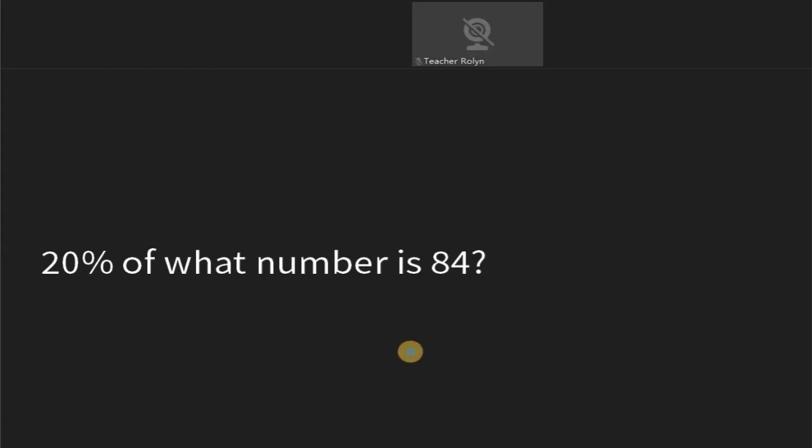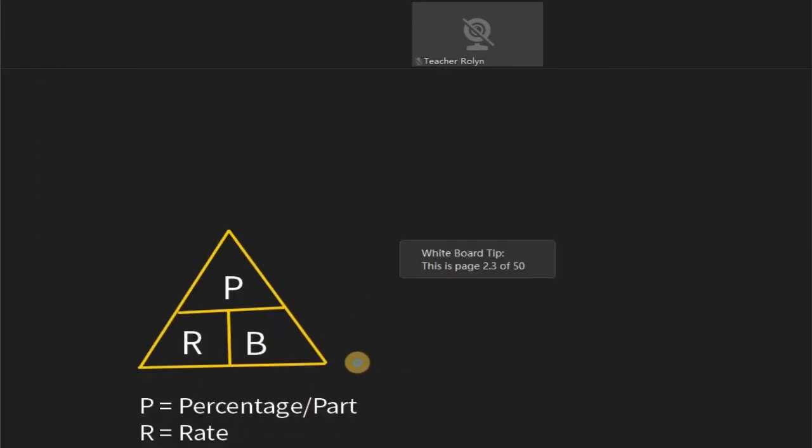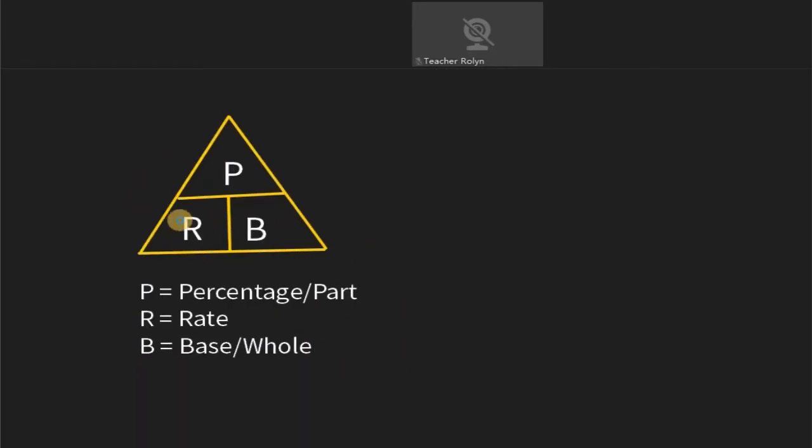Bago natin ito solve, i-introduce ko muna sa inyo ang ating formula using triangle diagram. Okay, so we have this formula. P stands for percentage or part, R stands for the rate, and B stands for base or whole. Alright, let me explain further. Itong B natin, ito yung whole or the entire amount lagi. And the base is always 100%. Ito yung laging 100% natin.